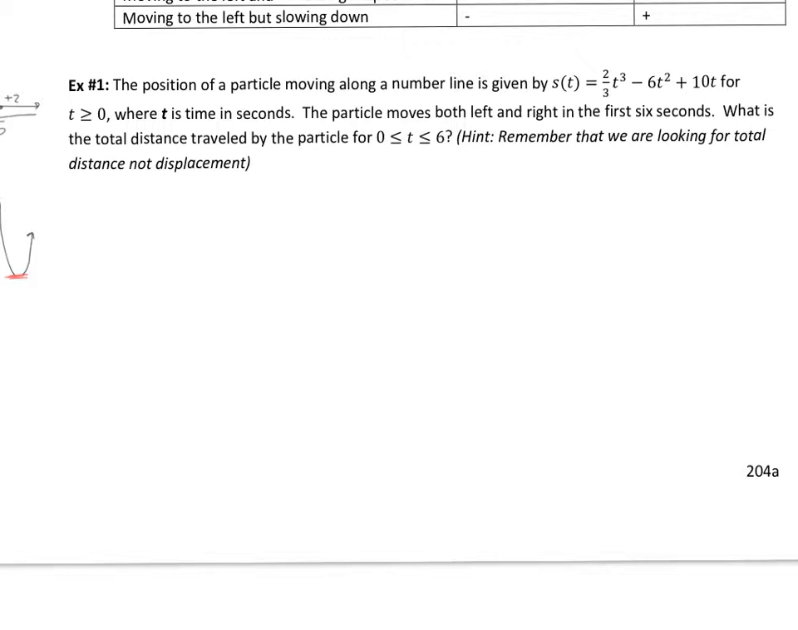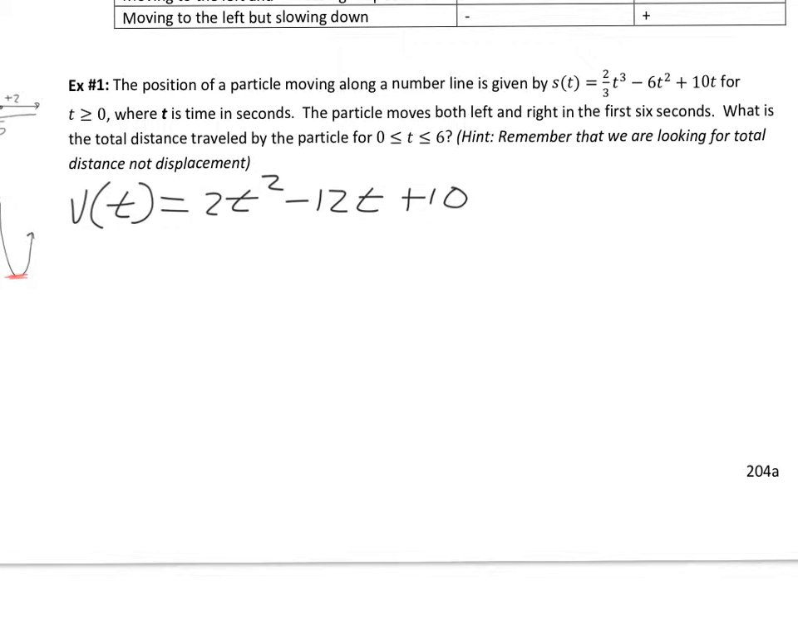So I'm going to go ahead and find the velocity function here. So velocity has to be, well, if I bring the 3 down, that's going to cancel out nicely to be 2t squared, then minus 12t, and then plus 10. So now I have the velocity function.